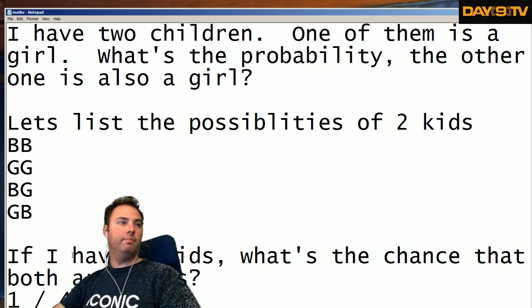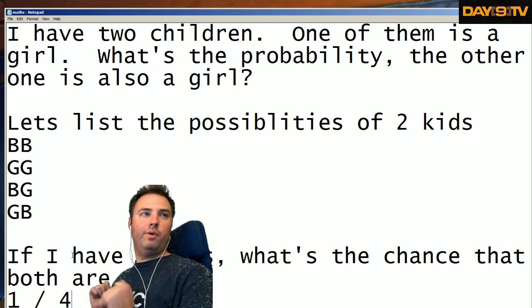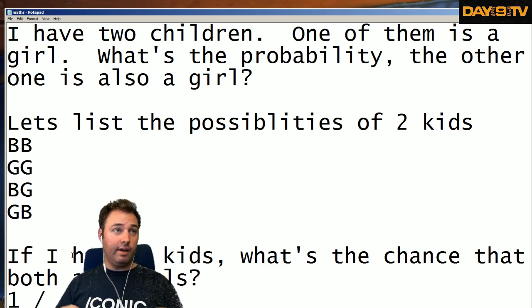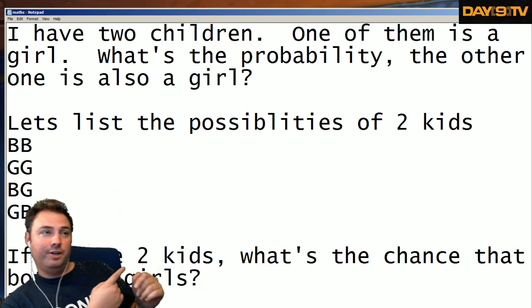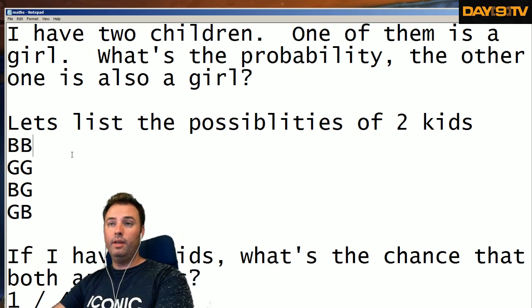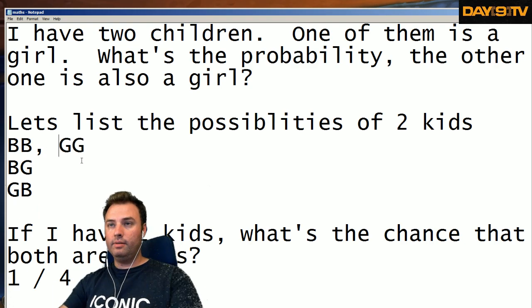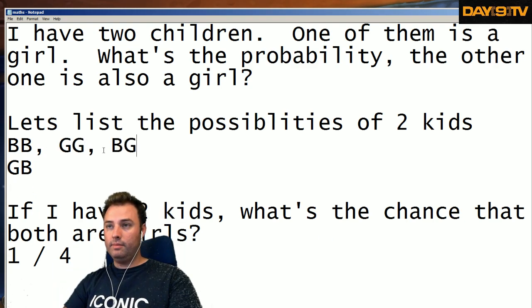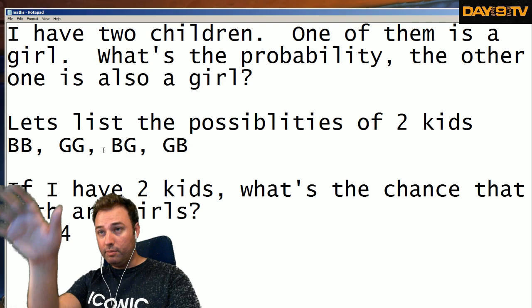Holy shit, covering it up. 1 out of 4, right? If I have two kids, what's the chance that both are girls? It's 1 out of 4. Let me actually do it like this. Just save myself a little room. Okay?